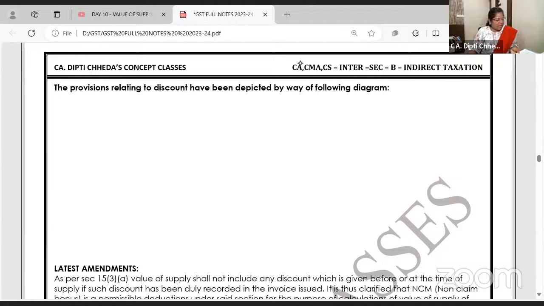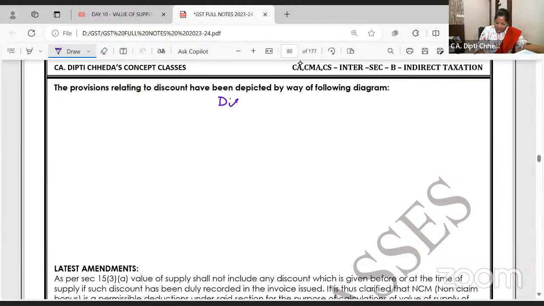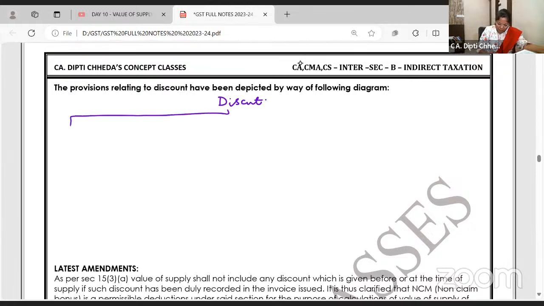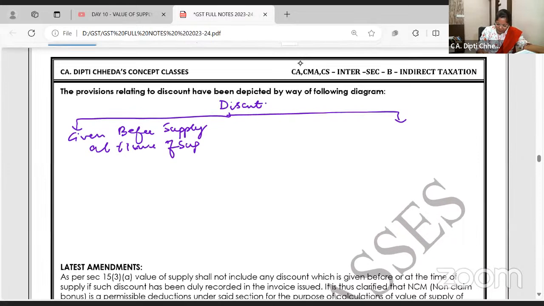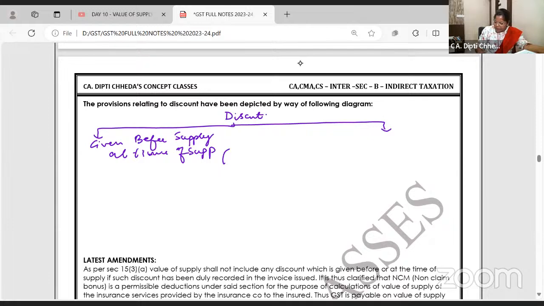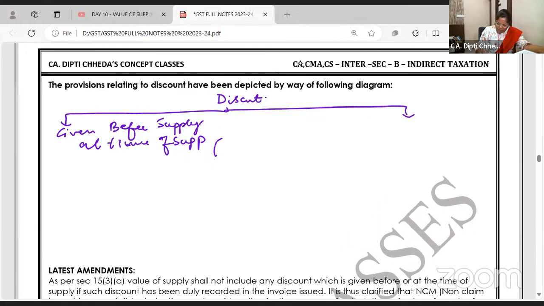I know मैं वापस से लिखा रही हूँ, but for discount I feel it's necessary. एक बार और लिख रहा हूँ. Write down. Make the flowchart here itself, if you have this material. If you don't have, you can write in workbook. Given before supply. If this is given before supply or at the time of supply. Before supply or at the time of supply.